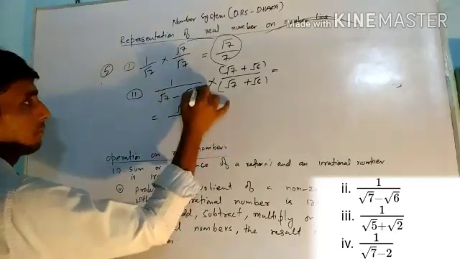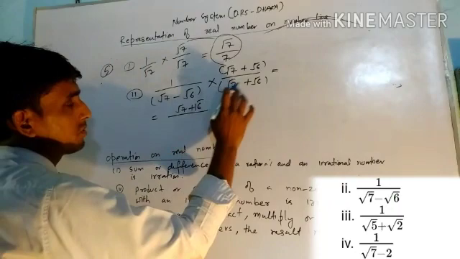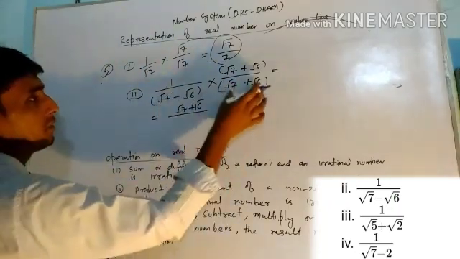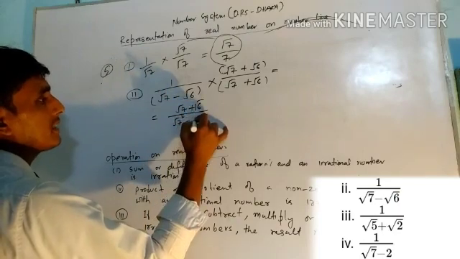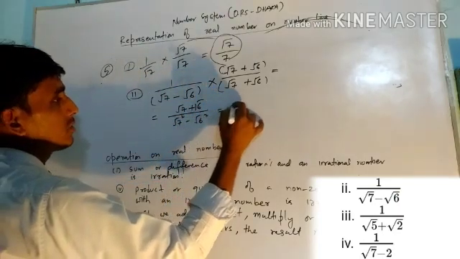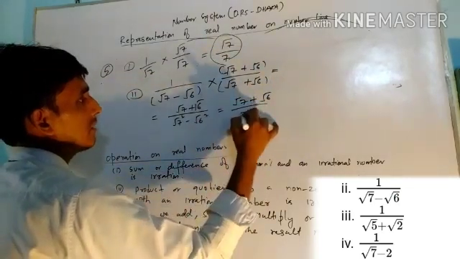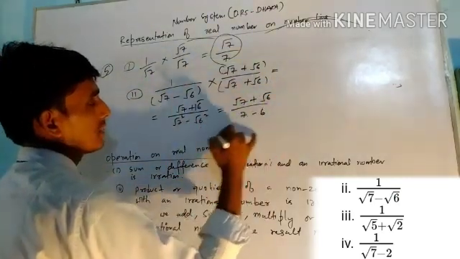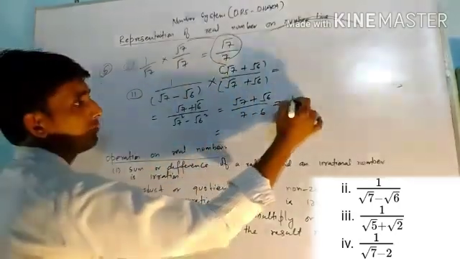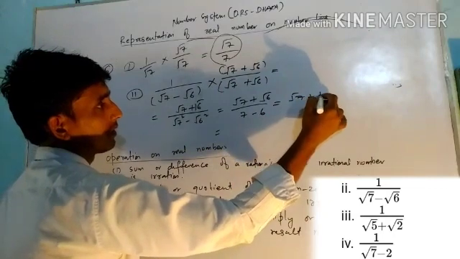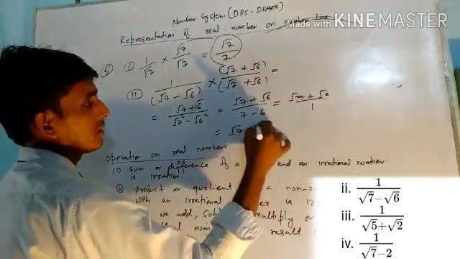But in the denominator, root 7 minus root 6 into root 7 plus root 6 means a minus b into a plus b. Therefore this is a square, root 7 square, minus b square, root 6 square. Root 7 square means 7 and root 6 square means 6. 7 minus 6 is what? 1. So it will become root 7 plus root 6.